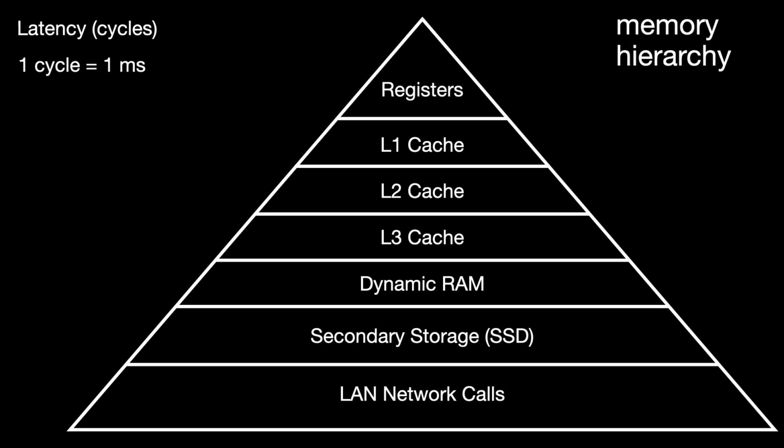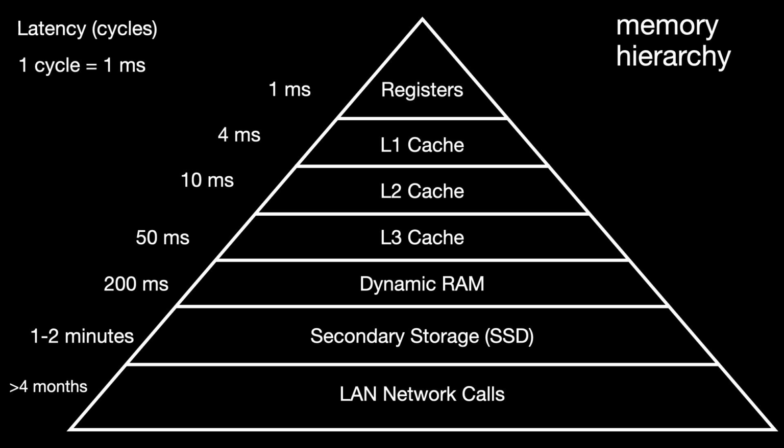Let's just see what happens if we scale that up to 1 millisecond. Let's see how that changes. To access data from your registers, that would take 1 millisecond. L1 cache would take 4 milliseconds. L2 would take 10 milliseconds. L3 would be 50 milliseconds. Dynamic RAM storage would take 200 milliseconds. And to store in your SSD, you'd take 1 to 2 minutes. And for LAN network calls, we make an insane jump to more than 4 months.